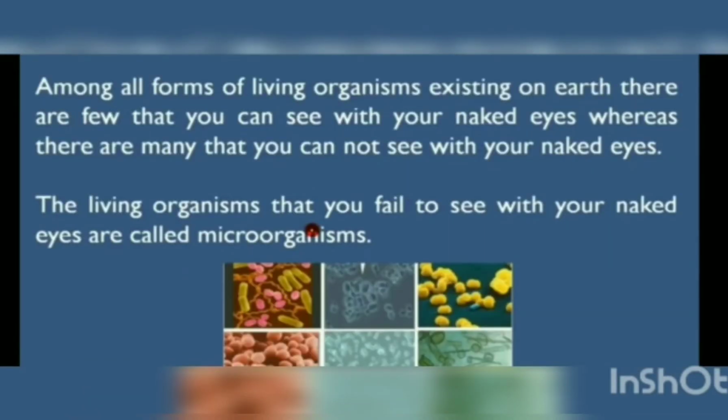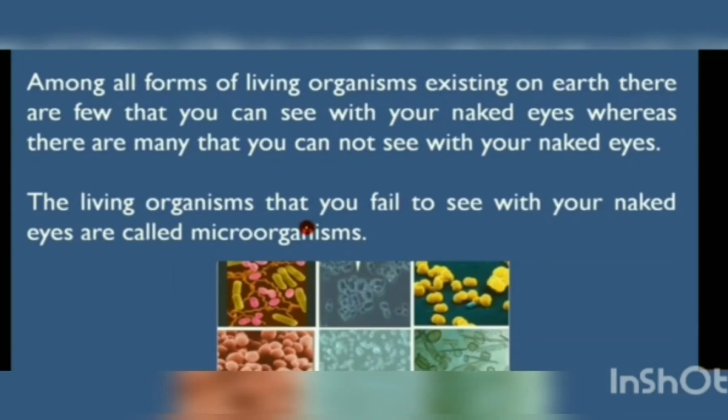First, we are going to learn what a microorganism actually is and how you can see them. Among all forms of living organisms existing on earth, there are a few that you can see with your naked eyes, whereas there are many that you cannot. The living organisms that you fail to see with your naked eye are called microorganisms. We need a powerful instrument to see them, and that instrument is the microscope. It means they are microscopic, they can be seen only with a microscope, not with the naked eye. These pictures all refer to microorganisms.